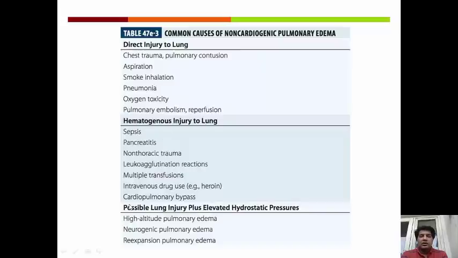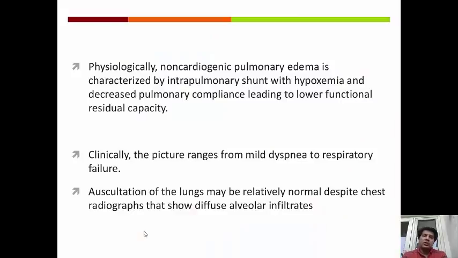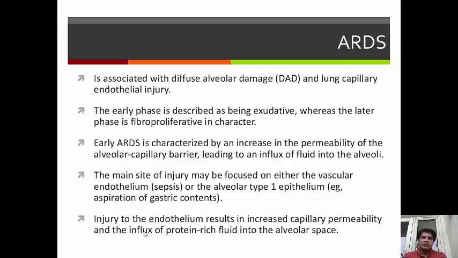Another cause is possible lung injury where there is a lot of negative pressure: high altitude pulmonary edema, neurogenic, and re-expansion. So there is increased negative pressure. What are the possible causes? As we said, hydrostatic pressure causes cardiogenic pulmonary edema. The other is pulmonary capillaries damaged by a direct or indirect mechanism. Then possibly negative pressure: high altitude pulmonary edema, neurogenic and re-expansion. Neurogenic and re-expansion pulmonary edema are rare types, so I will not discuss them further.